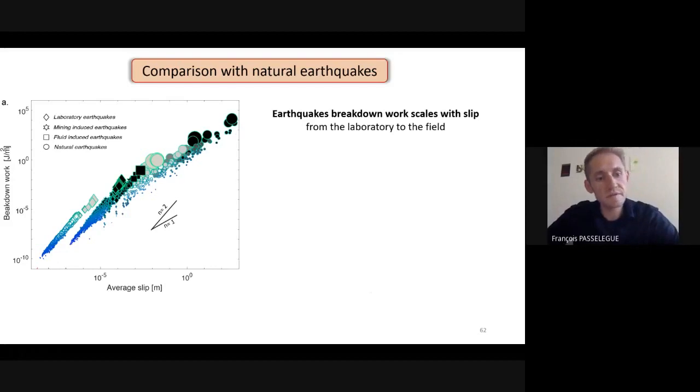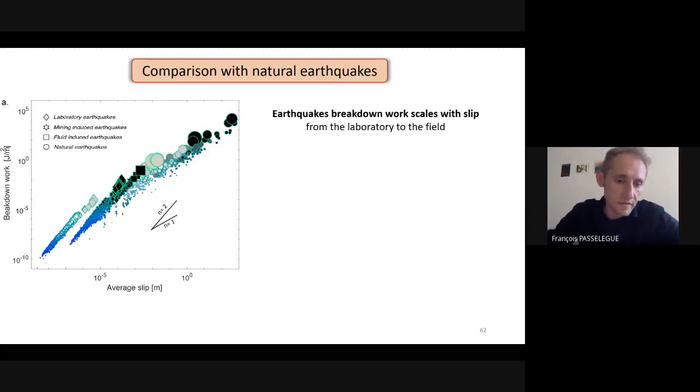laboratory experiments, different mining-induced events, fluid-induced events, and natural earthquakes. And the color of the symbol corresponds to different populations obtained along the same fault, same experimental fault, same mines, or same area where people injected fluids. And the interesting thing is that if you look at global evolutions, as has been shown by many other authors, the general scaling seems to be a power law with an exponent of, let's say, one or two.